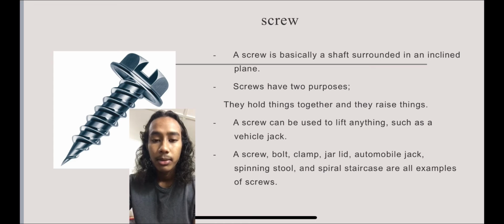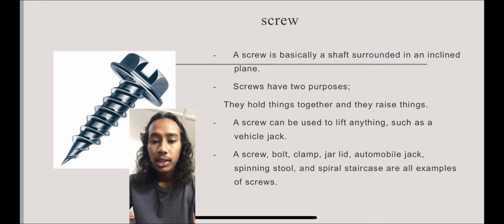So I will continue about the six simple machines that we chose. The next simple machine is a screw. A screw is basically a shaft surrounded by an inclined plane. Screws have two purposes. They hold things together and they raise things. Because of the threading around the shaft, screws are ideal for keeping things together. The thread grabs the surrounding material like teeth, ensuring a solid hold.